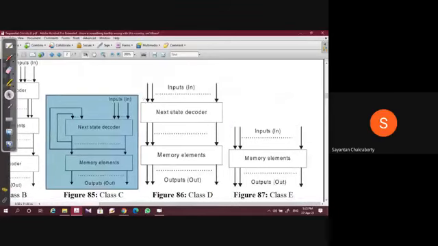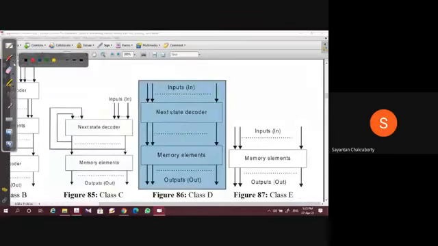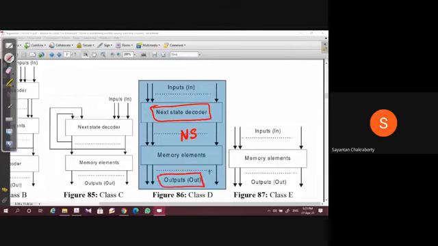In a class D circuit, the basic feature is that the inputs are there. The next state decoder will generate the next state depending upon the input signals only. There is no feedback involved. And this will be stored in the memory element. And the output at any instant is nothing but the present state at that instant.